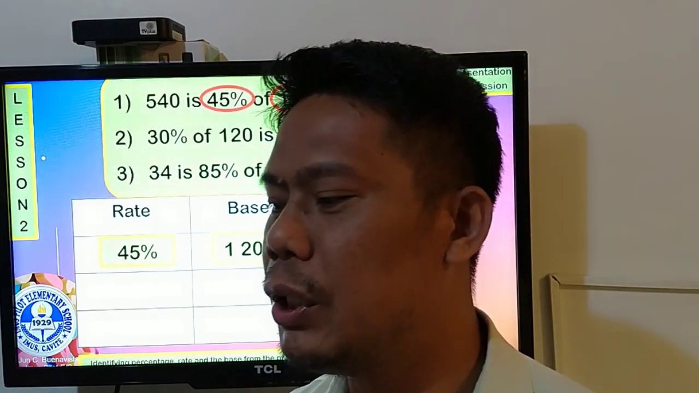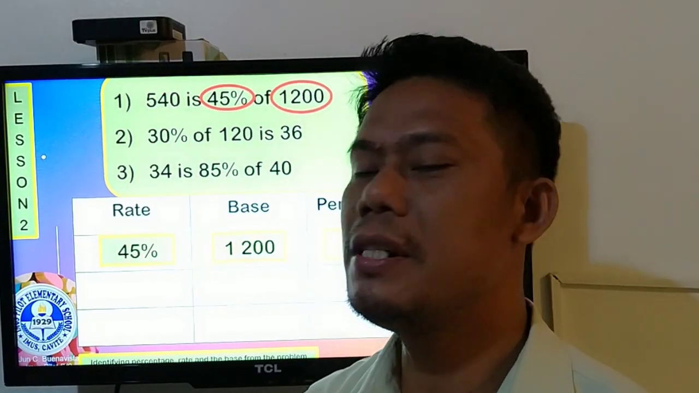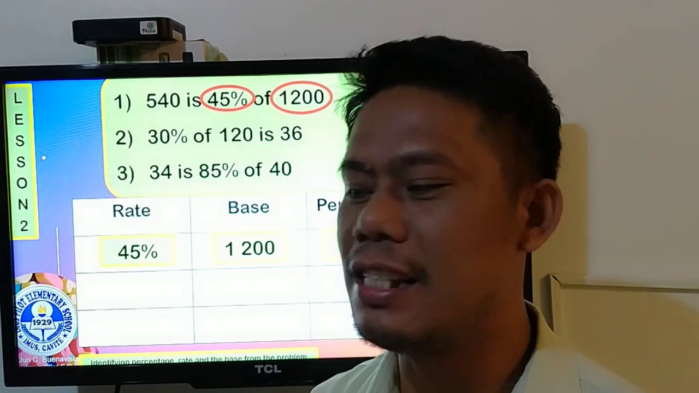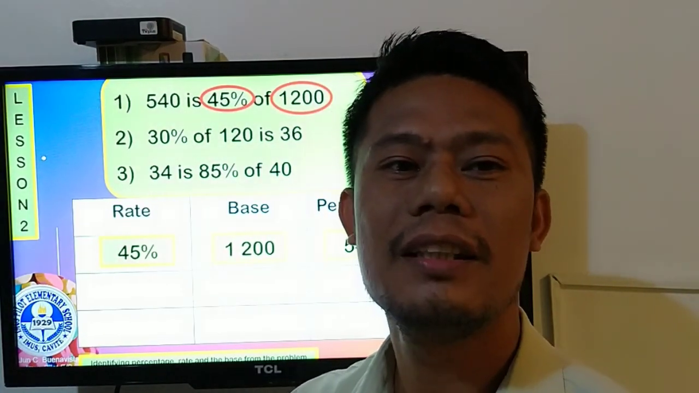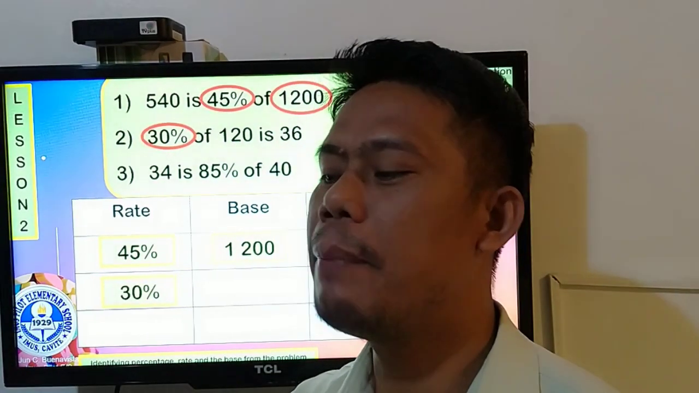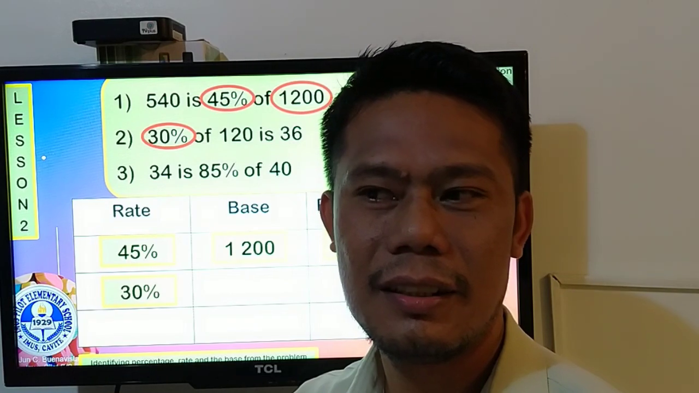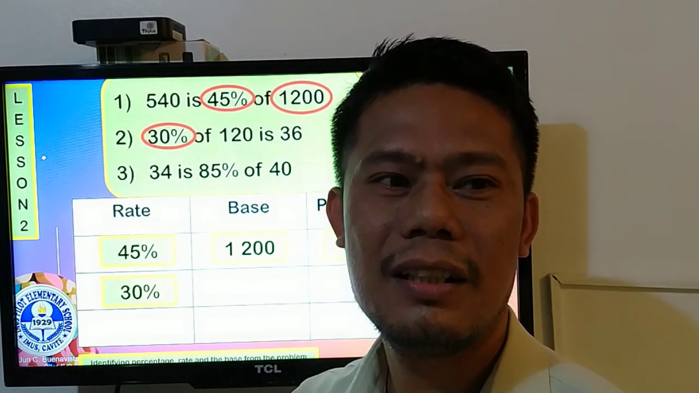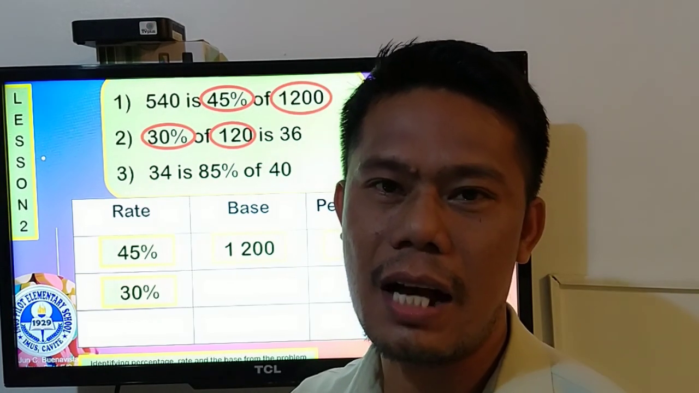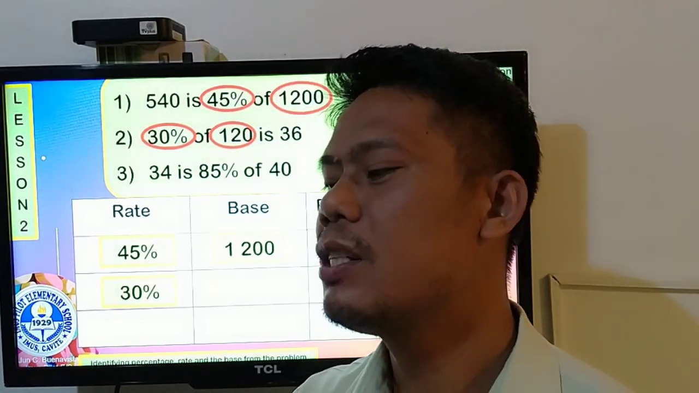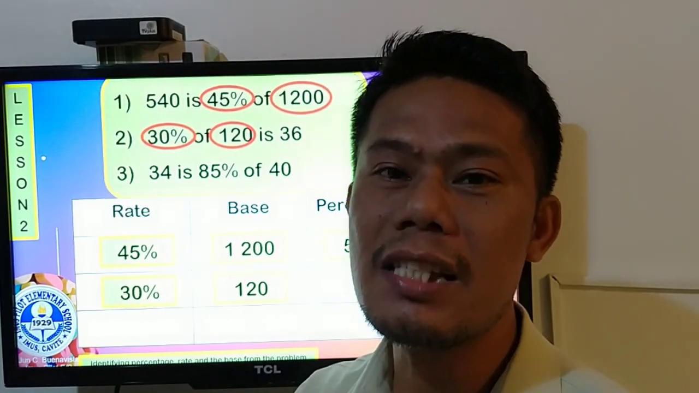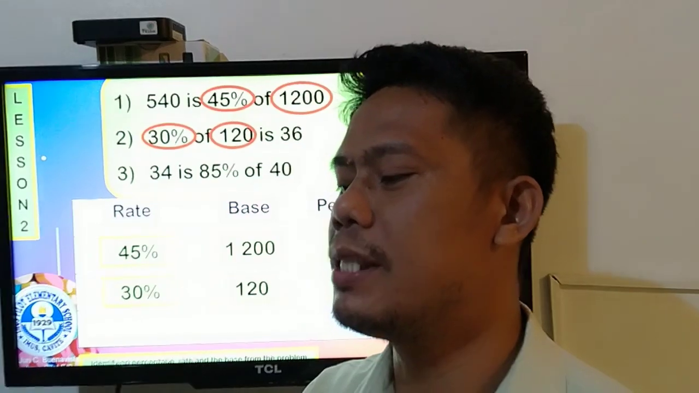Okay, let's have number 2: 30% of 120 is 36. Now, what is the rate? 30%. Very good. Now, what is the base? 120, because it is followed by the preposition "of". So 120 is the base. And the remaining number is 36, that is the percentage.